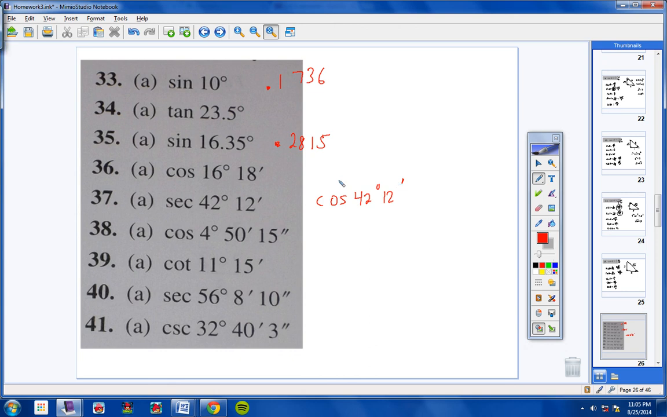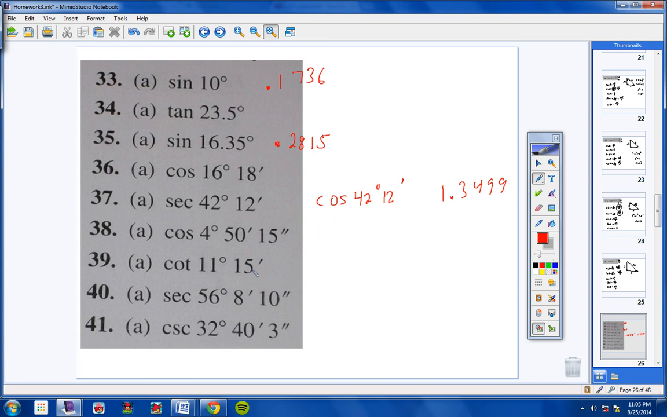And I'm getting something like this. I'm going to read it to you. I'm getting 0.7408. Now I'm going to take the reciprocal of that by taking that to the -1 power, and you should get this right here, 1.34988. So if I round it correctly, it's going to be 1.3499 for number 37, okay?